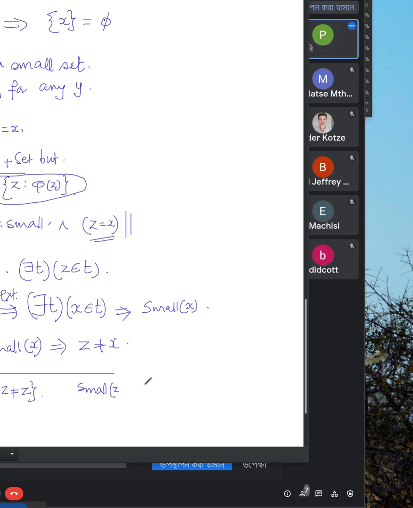Small z and z equals x. This is a small statement. This is a false statement. And z not equal to z is a false statement. Both statements are false, so therefore this is equivalent. Okay?